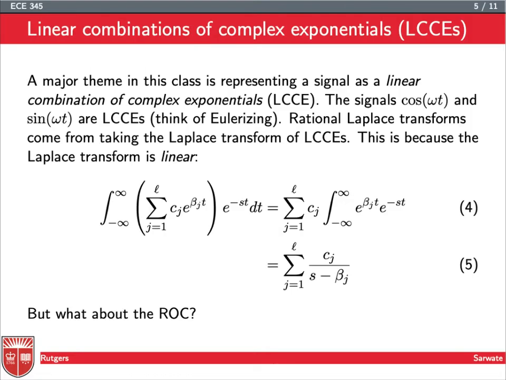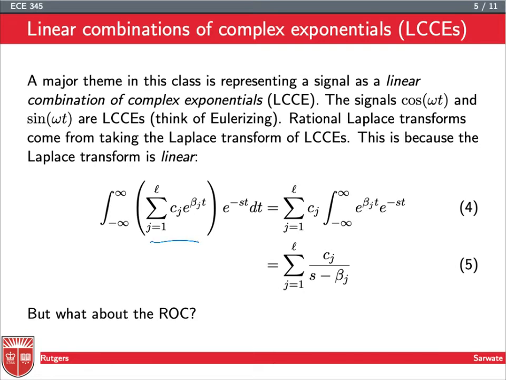A major theme in this class is representing a signal as a linear combination of complex exponentials, or what we call an LCCE. And we've seen a lot of these already. For example, cosines and sines, by virtue of using Euler's formula, can be thought of as a linear combination of complex exponentials. And rational Laplace transforms come out of considering Laplace transforms of LCCEs. And that's because the Laplace transform is linear.